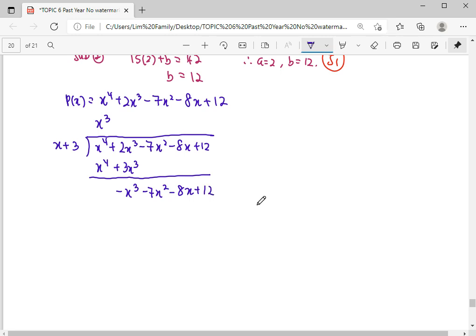Continue the division. As long as the power of the remainder is bigger than the divisor, you have to continue your division. We haven't finished yet. So what else do we have to multiply to put here so that we get negative x cubed? We can divide back. Negative x cubed divided by x, I need a negative x squared. And then we expand that.